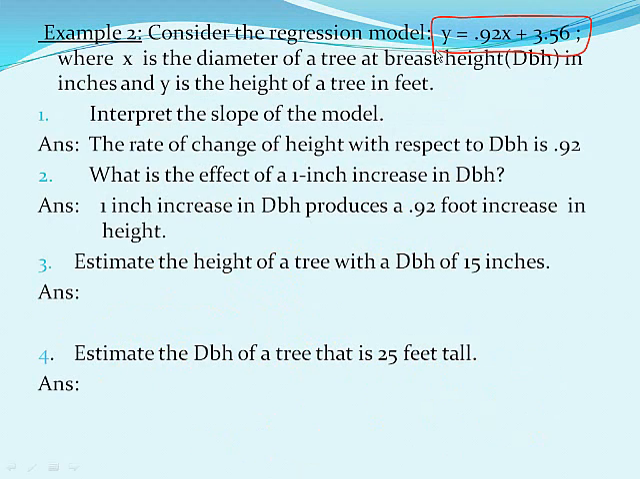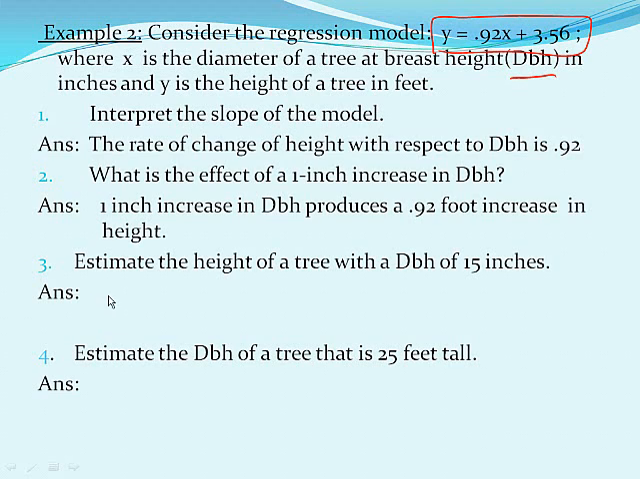Here is another example. Consider the regression model y equal to 0.92x plus 3.56, where x is the diameter of a tree at breast height, called dBH in inches, and y is the height of a tree in feet. Questions. Interpret the slope of the model. So the rate of change of height with respect to dBH is 0.92. What is the effect of a 1 inch increase in dBH? 1 inch increase in dBH produces a 0.92 foot increase in height.